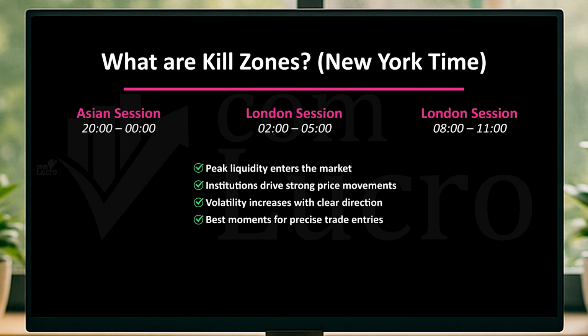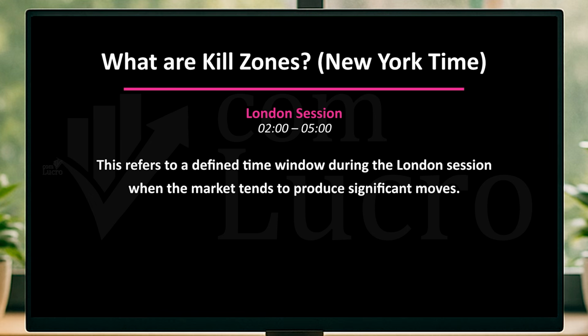Now, before we go deeper, let's start by understanding what kill zones actually are. Kill zones are simply specific times during the day when a large amount of liquidity enters the market, creating strong trading opportunities. In this video, we will focus specifically on the London kill zone. This refers to a defined time window during the London session when the market tends to produce significant moves.